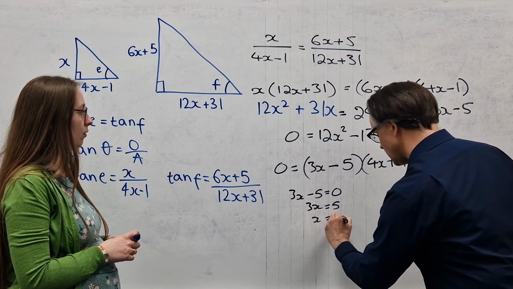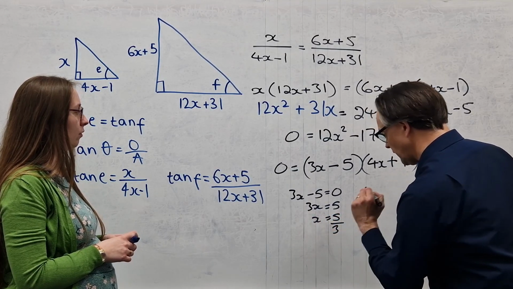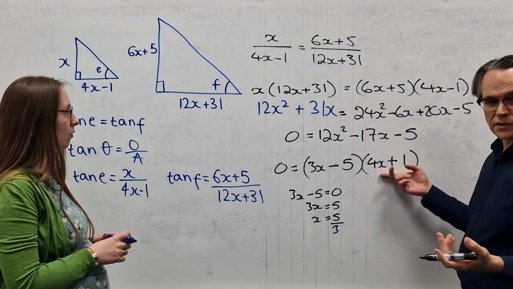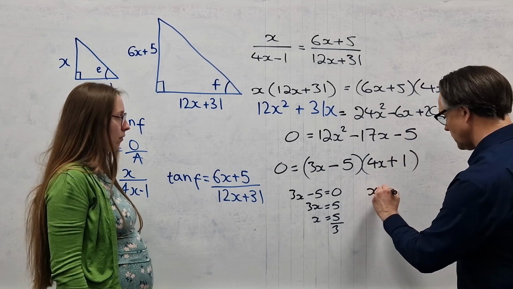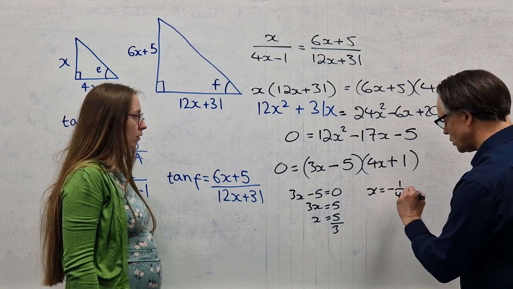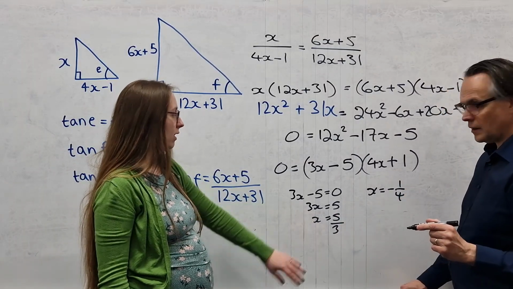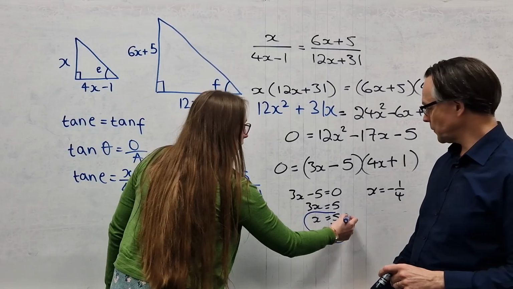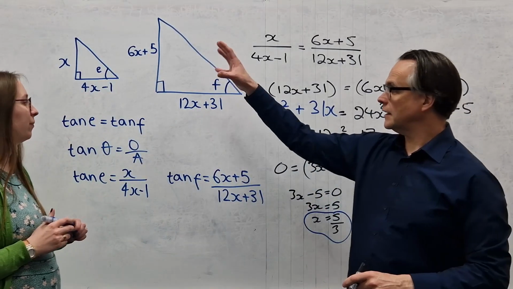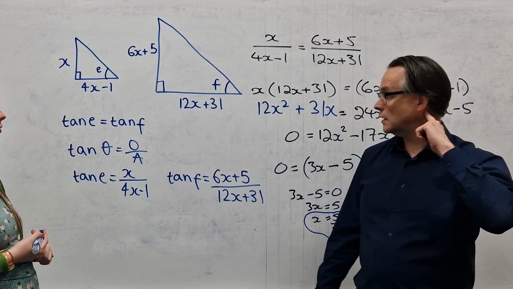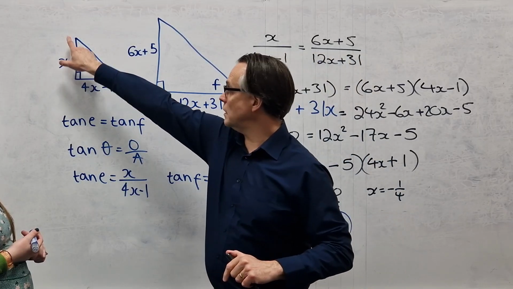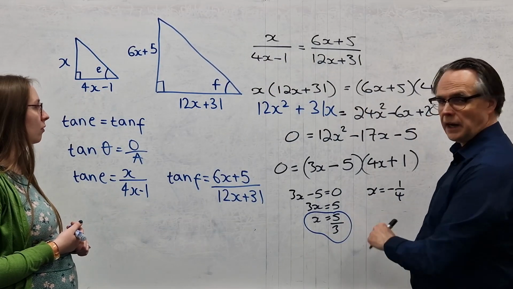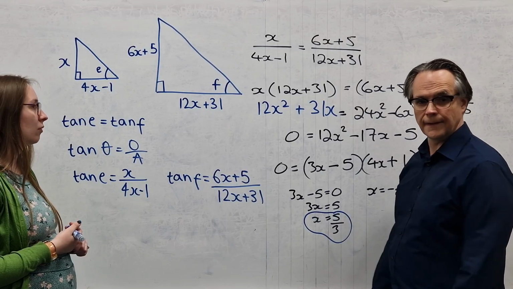So that means x is 5 over 3. Here, x is -1/4, isn't it? Now we've got 2 solutions. This one has to be the right one. But why does that one have to be the right one? Well, you look back, and it's all about the context of the question. We know that the height of this triangle here is x. Can the triangle have a height of -1/4? It can't, can it?